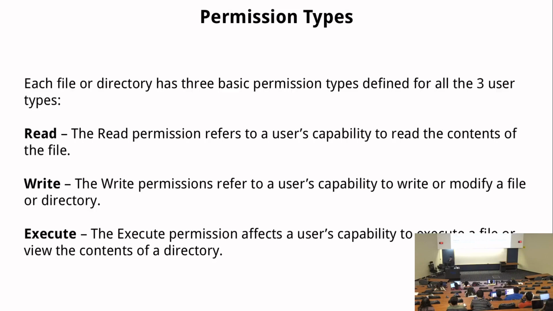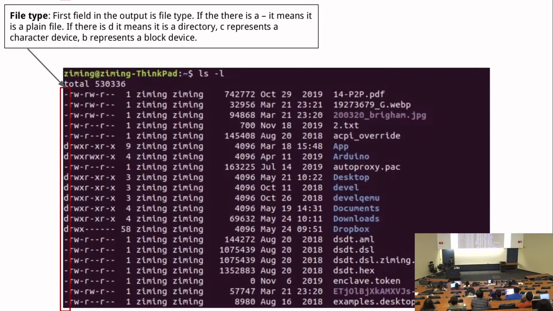Then the Linux file system only supports 3 permission types. One is read, to grant the user, or the process created by the user, the ability to read the content of a file. Write permission to modify or write to a file, and the execute permission to allow a user to execute a program in the file system.